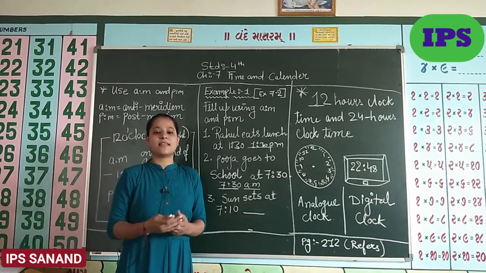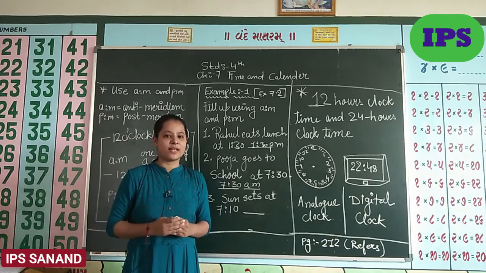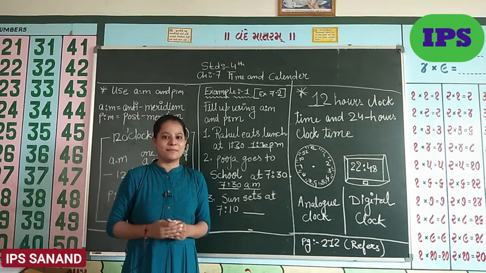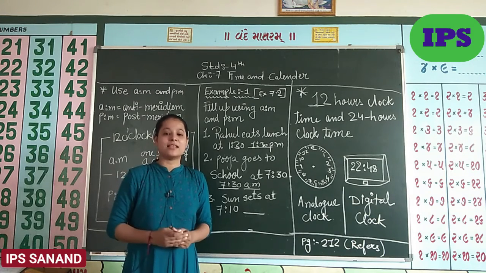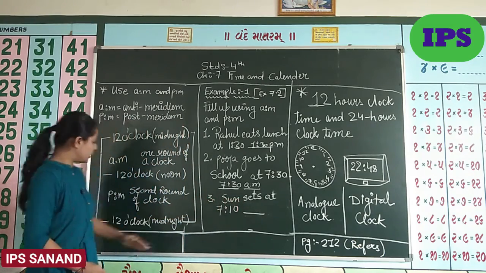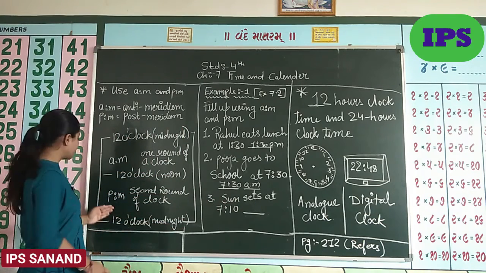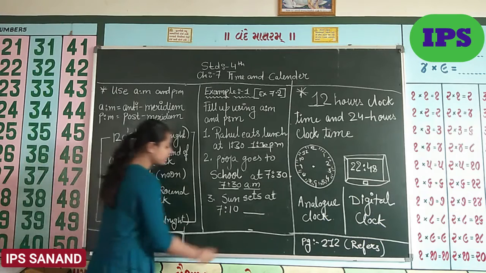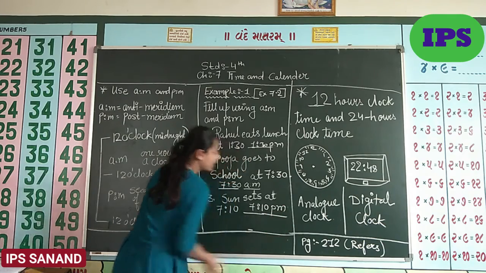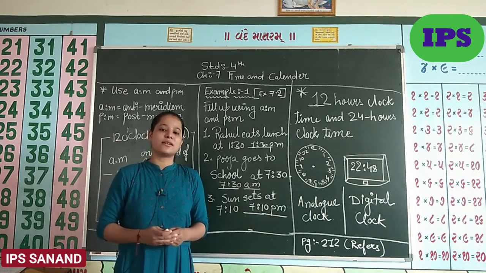Now, third, the sun sets at 7:10. What will you use? The sun sets in the evening. I will give you 2 seconds. What will be the answer, AM or PM? Exactly. The answer is PM. Why? Because it is the time after the noon. From noon 12 o'clock to 12 o'clock midnight, we use PM. So 7:10 PM. I hope the concept of AM and PM is clear to you.